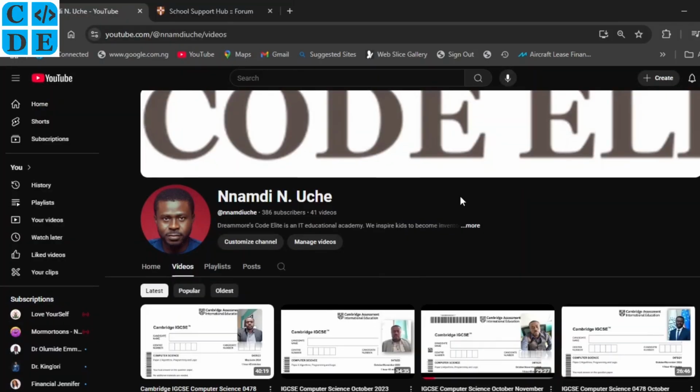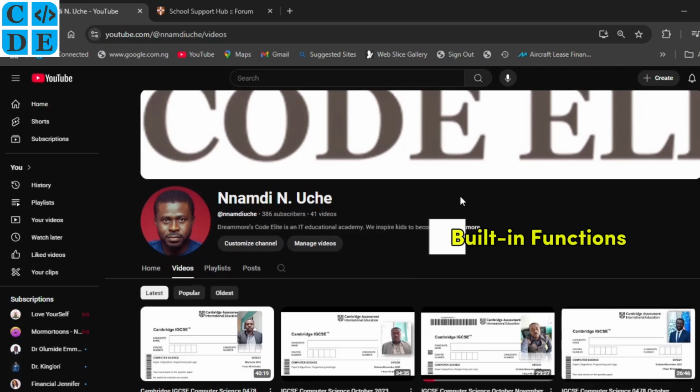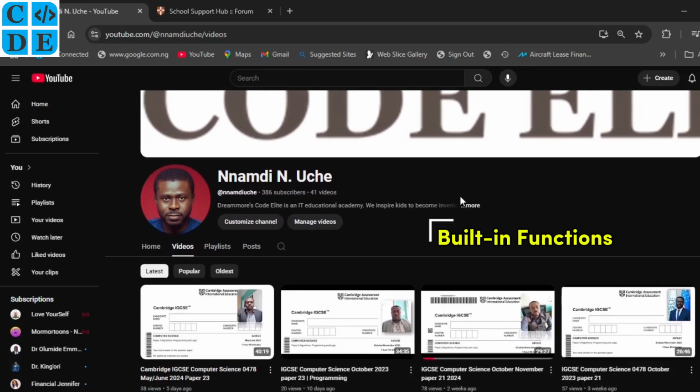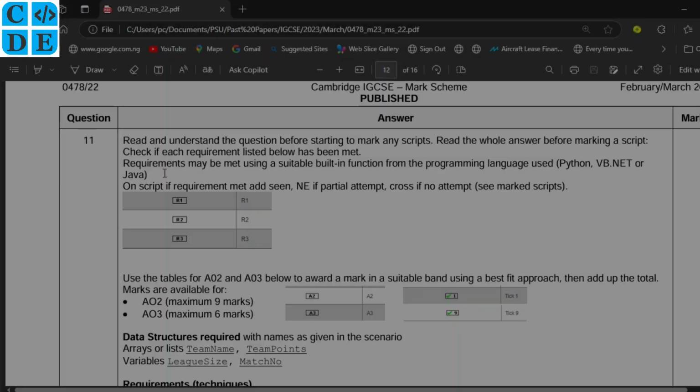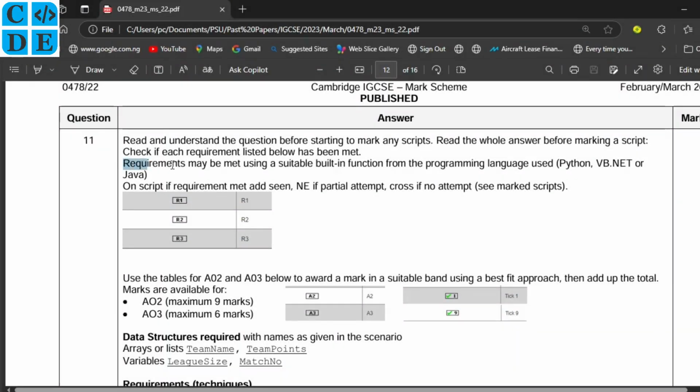Today we're going to talk about the use of built-in functions in answering the IGCSE Computer Science programming part of paper 2. I know that in the mark scheme of February-March paper 2 of 2023, the mark scheme mentioned that requirements may be met using suitable built-in functions from the programming language used. So I was wondering, how much of the built-in functions can we use?